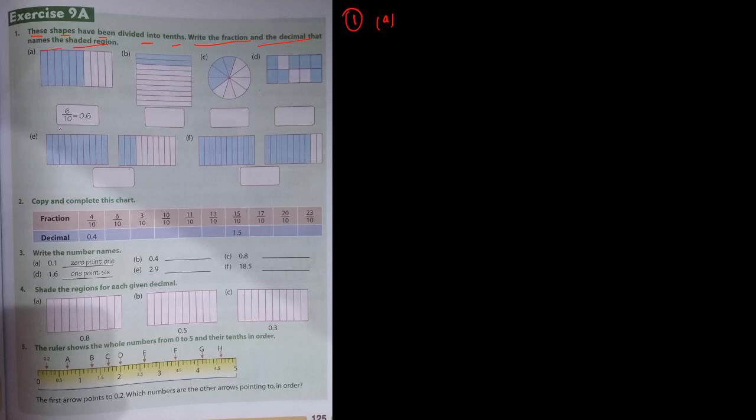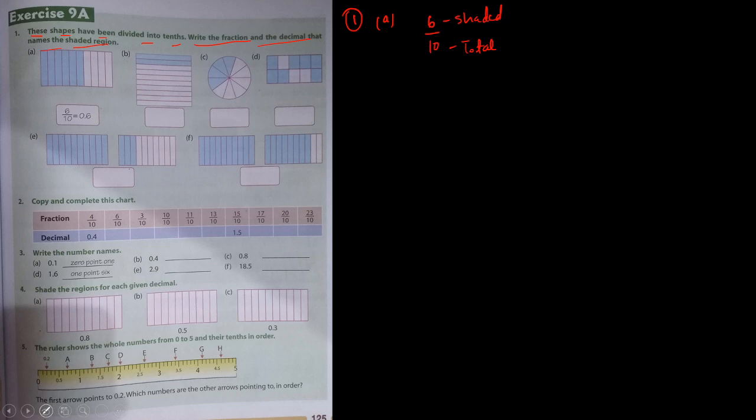In part A, as you can see, there are 10 parts: 1, 2, 3, 4, 5, 6, 7, 8, 9, 10. And out of 10, 6 parts are shaded for you. So you will write 6 upon 10. Why? Shaded parts you have to write in the numerator, and total number of parts you have to write in the denominator. Okay, so shaded upon total. So it is 6 upon 10.